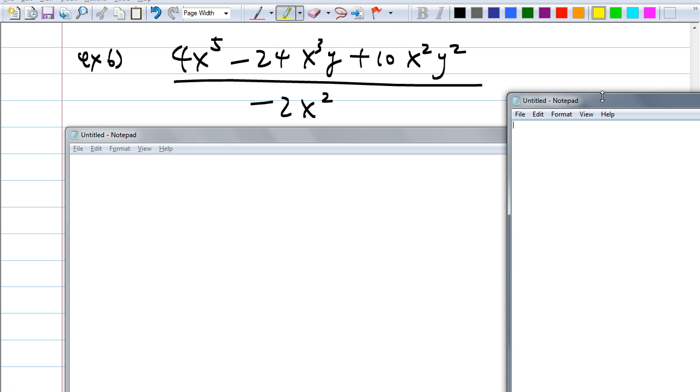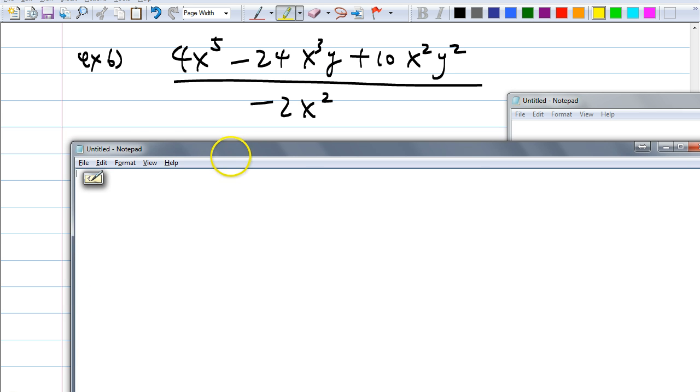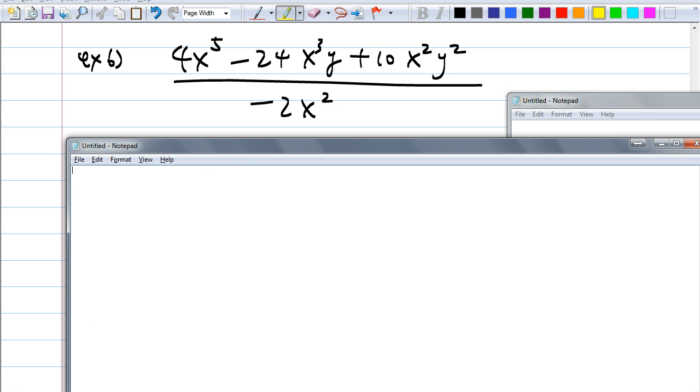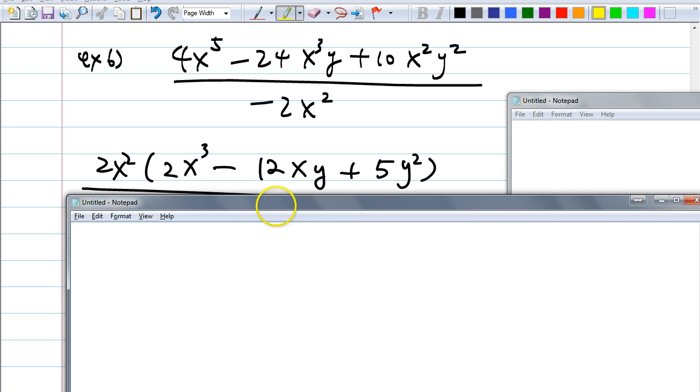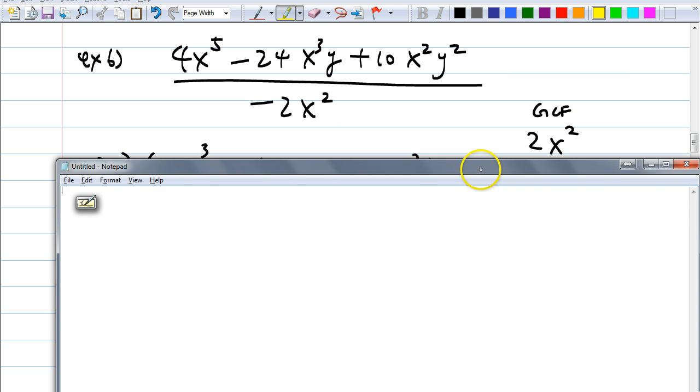I have 4x to the fifth minus 24x cubed y plus 10x squared y squared, over negative 2x squared. Just looking at this, do you think method 1 or method 2 will be easier on this one? Well, go ahead and try it. Everybody try it and see what you get. Can I do method 2 first? Okay, and then I'll show you method 1. So method 2, I factor out my GCF, which was 2x squared.